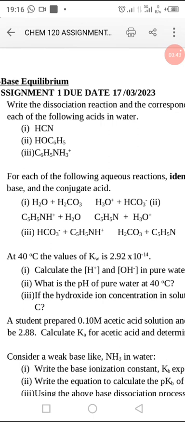You have to identify, using the Arrhenius equation or Brønsted-Lowry theory, which one is an acid, which one is a base, and which one is a conjugate base. Even in grade 12 you can identify a base and an acid, but most students face challenges when it comes to identifying which one is a conjugate base and which one is a conjugate acid.